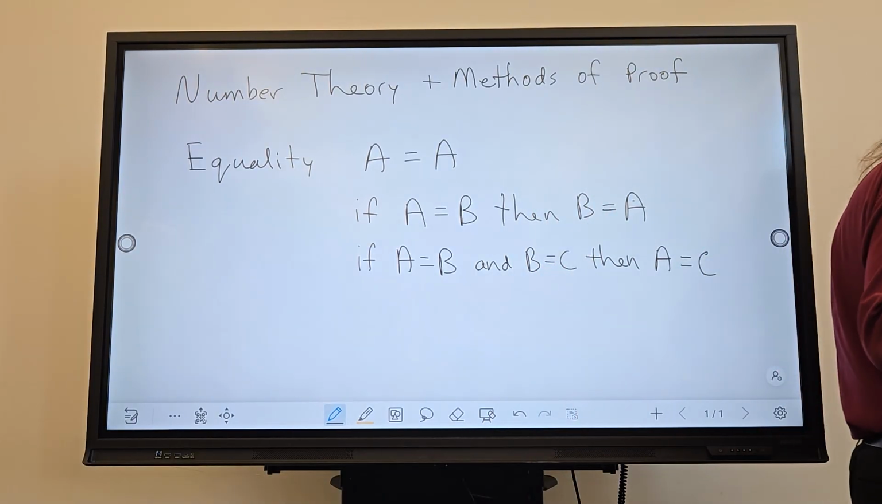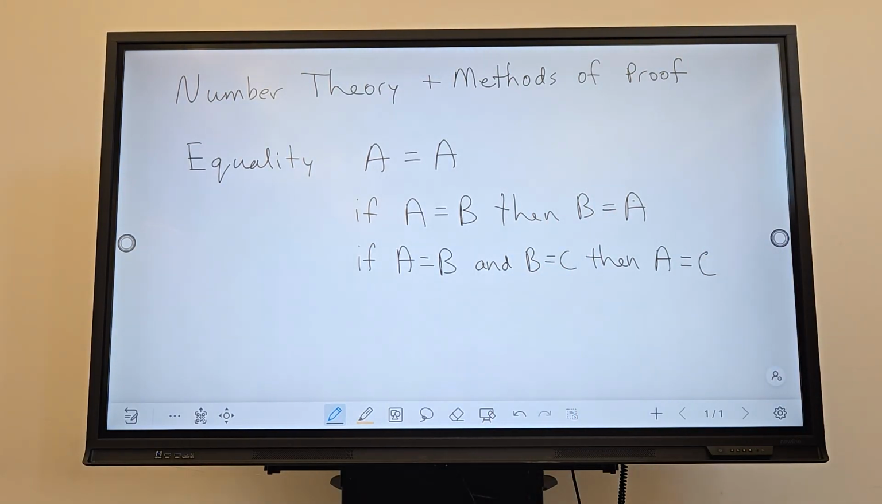Some basic assumptions. Principle of substitution: for all objects A and B, if A equals B, then you can substitute B wherever you have A.